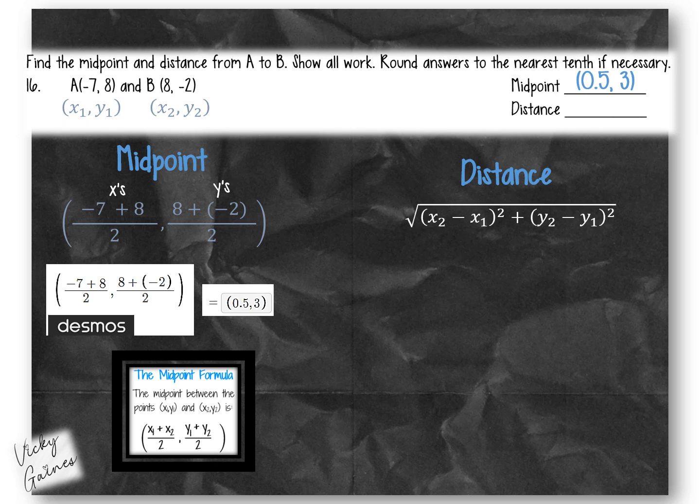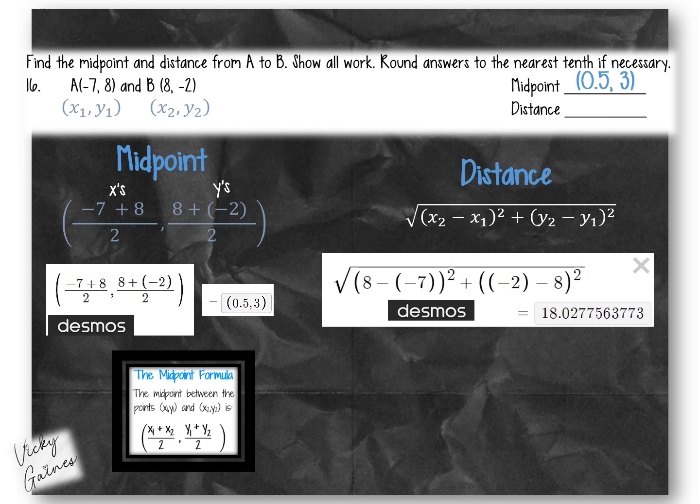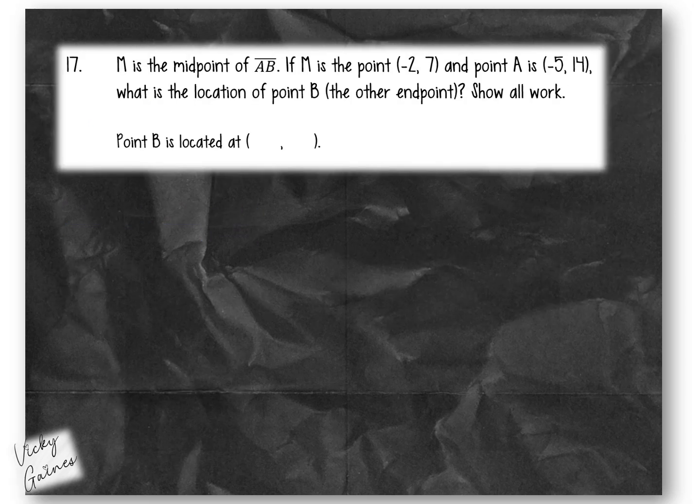Distance, we're using our distance formula, and we can put this straight into Desmos as well. 8 minus -7. So this time we're subtracting our x's, x2 minus x1, and we're squaring it, plus, and now we're subtracting our y's, y2 minus y1, which is -2 minus 8, and Desmos gives it to you. We're going to have 18.0, or just 18 would be fine.